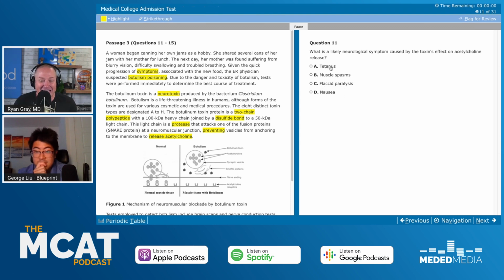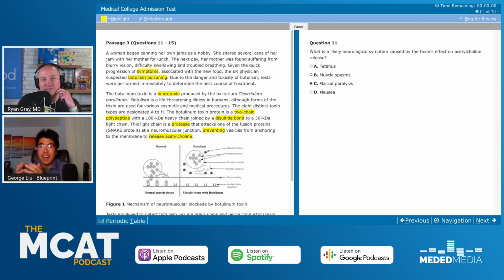That's the only one, right? Tetanus doesn't make sense. Muscle spasms is kind of like tetanus. Nausea, no. So I'm going to go with flaccid paralysis because that's the whole point of Botox, is to relax the muscles. Flawless. That's exactly it, right? And this is also why if you can make those connections, you can make these like the application, the strategy, the approach.